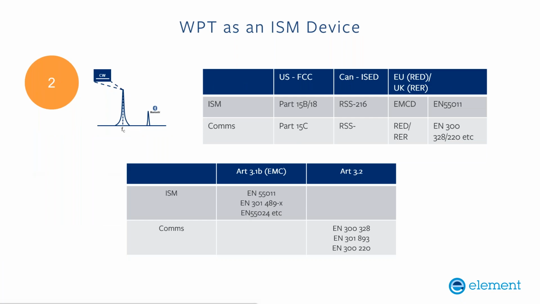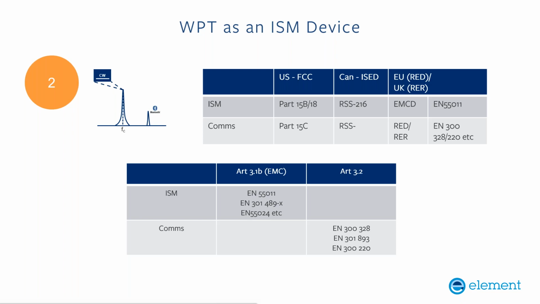If we then think about WPT as an ISM device, so this is now where the carrier frequency has no modulation and the communication is done by other types of communication technique. In the US, the ISM part of it could be assessed under Part 15B as an unintentional radiator or Part 15A. And again, I'll refer you back to that KDB. Here, we've also got a Bluetooth module that would be integrated into the final equipment, and therefore the Bluetooth device is an intentional radiator and would be assessed under Part 15C.